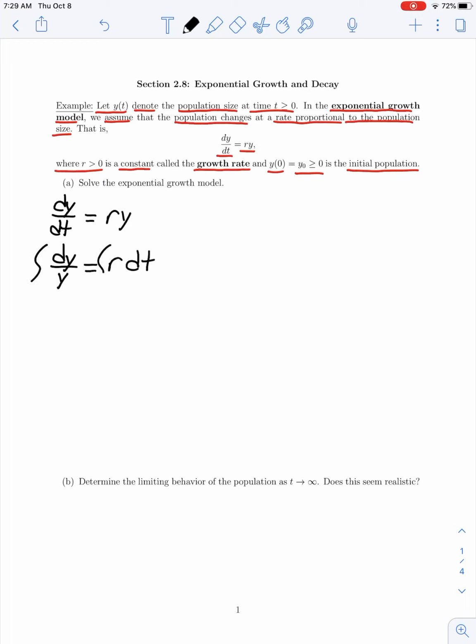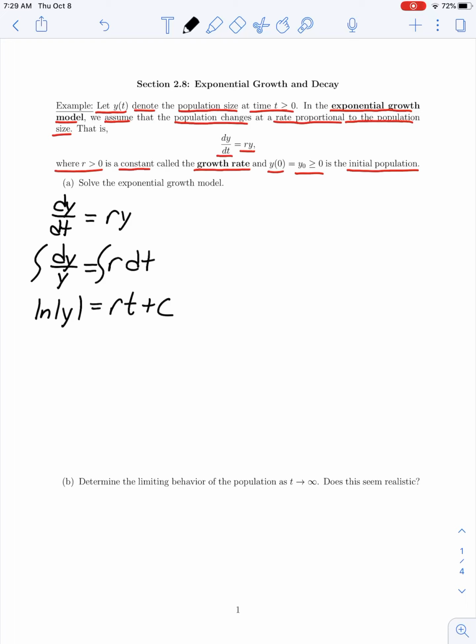And to eliminate the differentials, dy and dt, I can integrate on both sides, which would give me the natural log of the absolute value of y is equal to r times t plus c. As a reminder, we're grouping all of our constants of integration on one side of the equation.